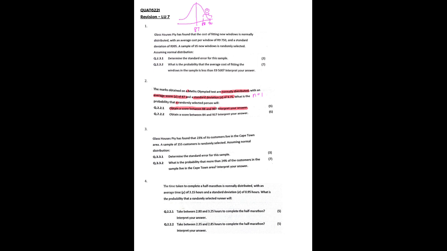We need to now, in step 2, calculate 2 separate Z values because we have 2 separate X values. The 88 is one X value, 90 is also another X value. So in the formula, remember the formula says x bar minus mu over the standard deviation over the root of n. We're going to now say that the first time around x is 88.